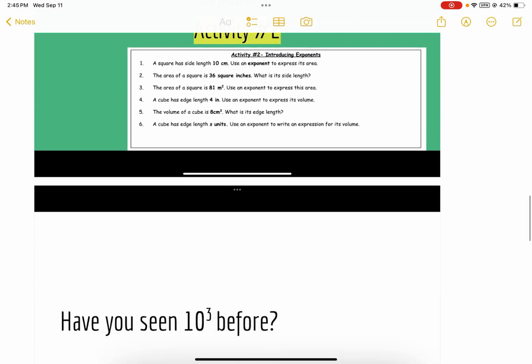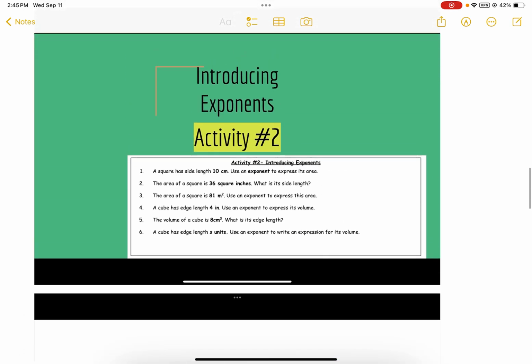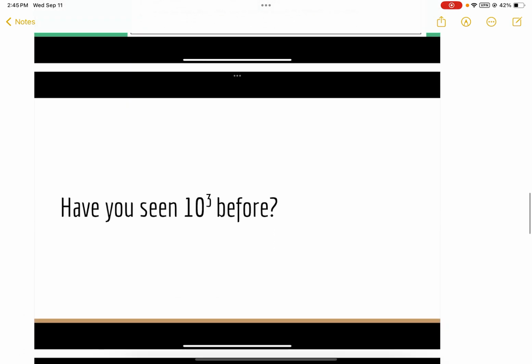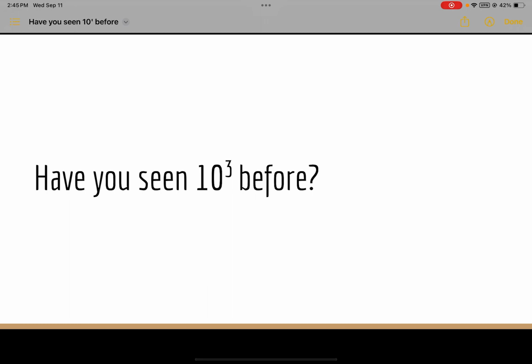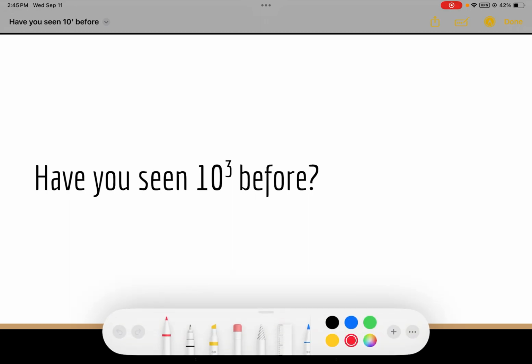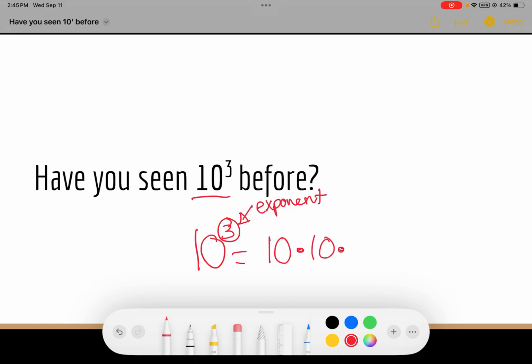Moving on to activity number 2. Before we begin, let's look at this. This is talking about exponents. This isn't on your paper, but just try to review. Have you seen 10 to the 3rd power before? So 10 to the 3rd power, this is an exponent. 10 to the 3rd power means 3 tens multiplied together: 10 times 10 times 10. In this case, 10 times 10 is 100, and 100 times 10 is 1,000.